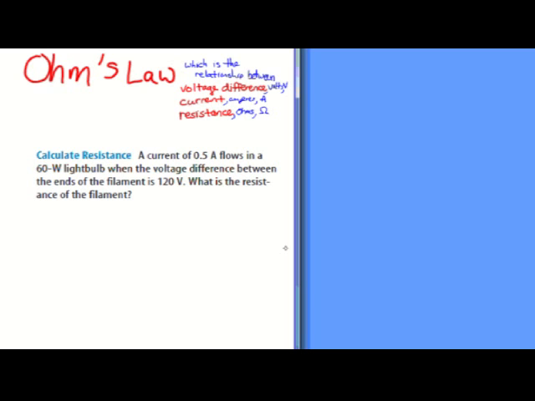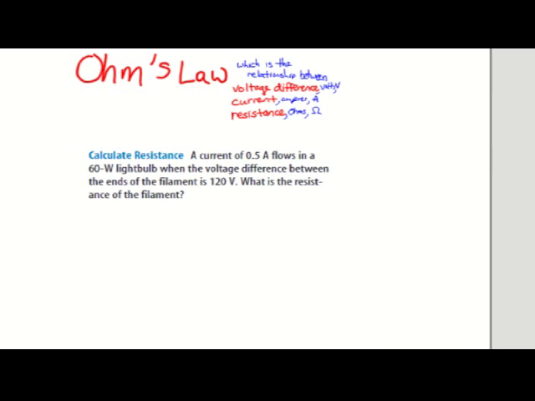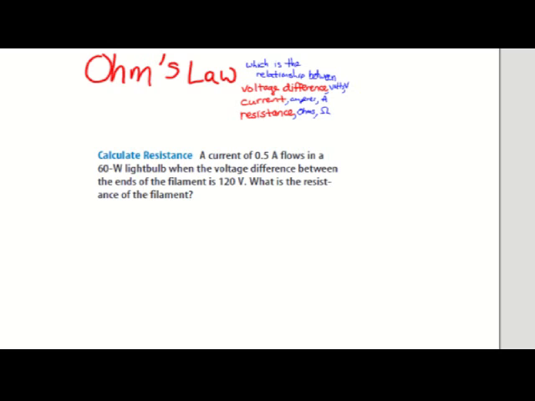A current of 0.5 of an amp flows in a 60-watt light bulb when the voltage difference between the ends of the filament is 120 volts. What is the resistance of the filament? All right, so in this problem, we don't know resistance. Voltage difference is 120 volts, and the current is 0.5 of an amp.